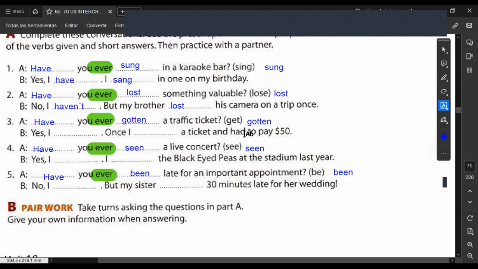Have you ever gotten a traffic ticket? Traffic ticket is the synonym for fine, right? It can be fine or traffic ticket. Yes, I have.